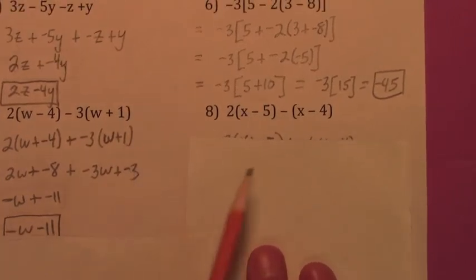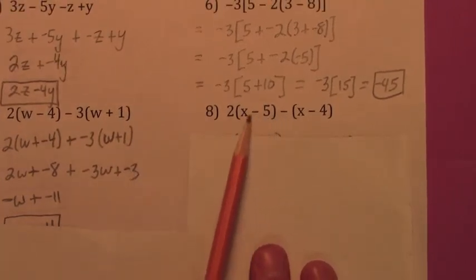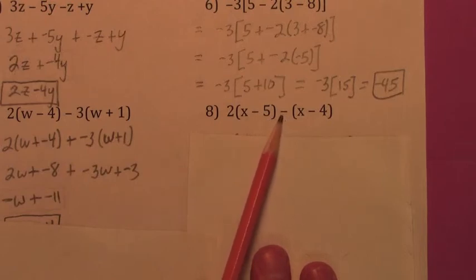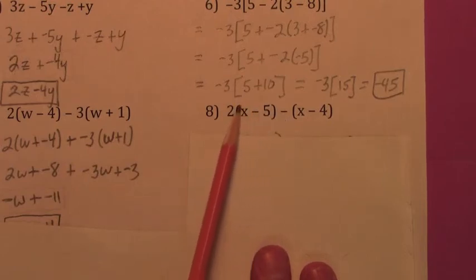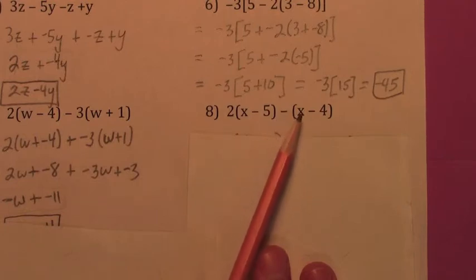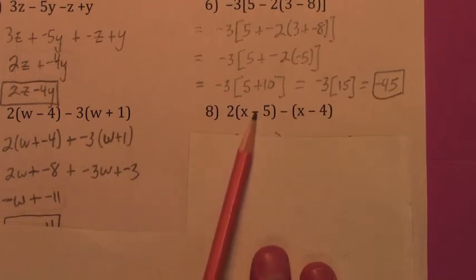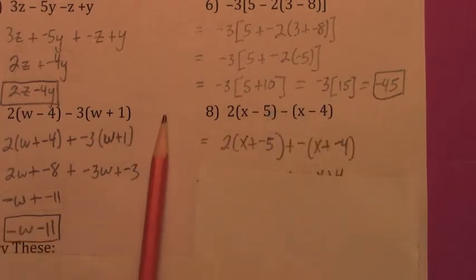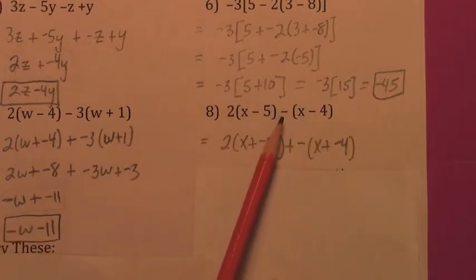This one, ooh, what do you do there? It's 2 times x minus 5 minus, is that a minus? Yeah, because look what's in front is this big expression. Minus the quantity x minus 4. So there's 3 minus signs. That's a minus sign, that's a minus sign, that's a minus sign. Change them all to additive form. And this minus sign becomes plus and negative.